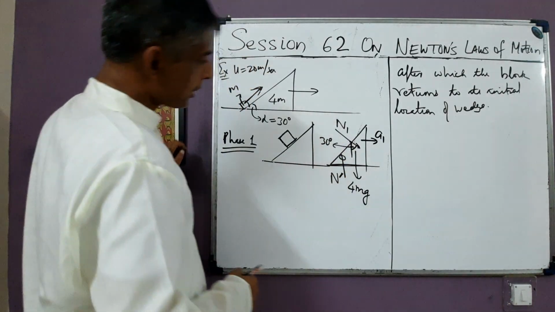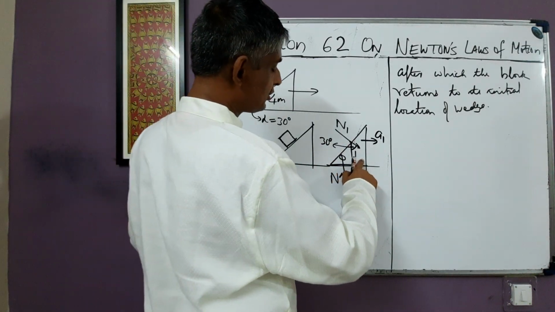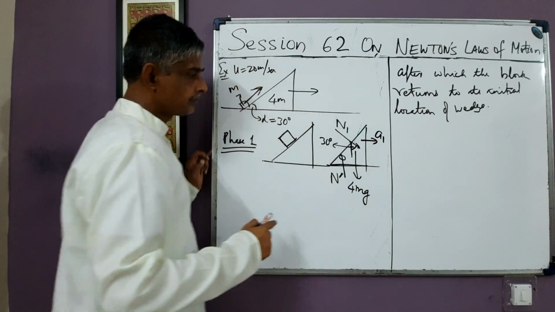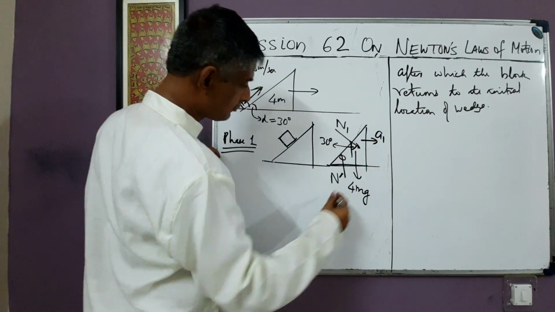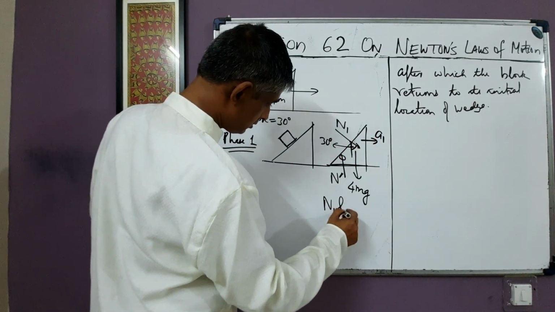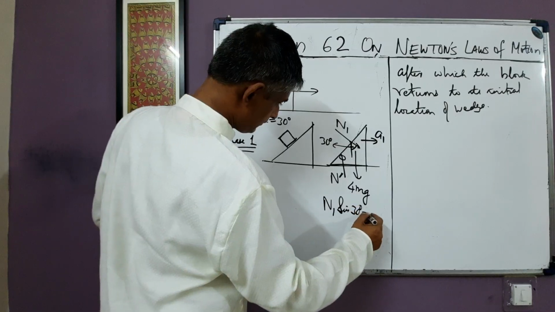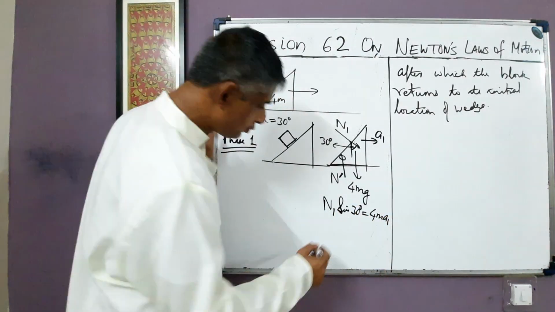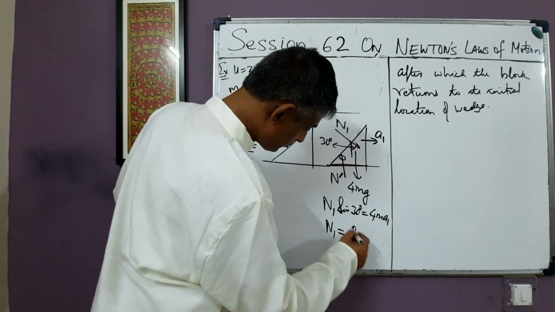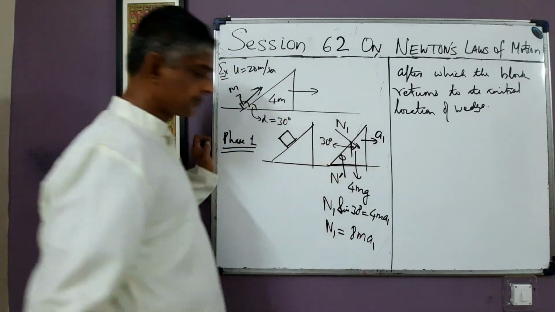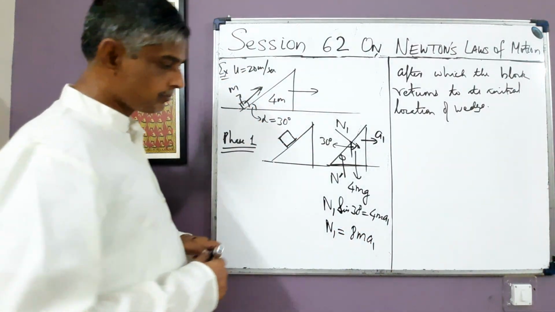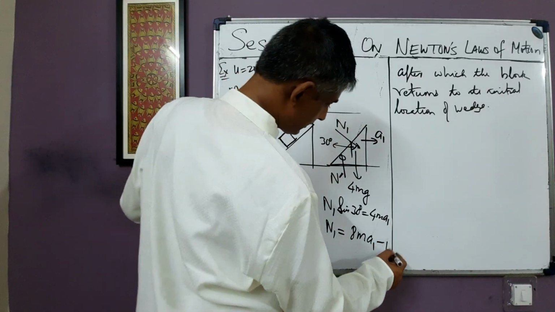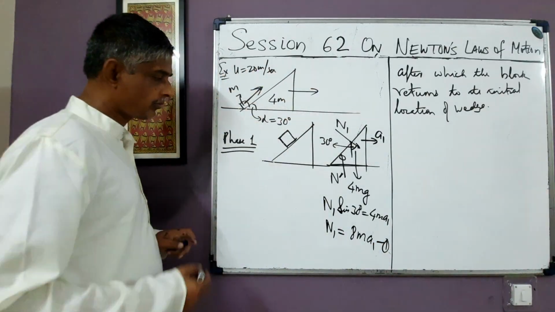I apply Newton's second law to the wedge with respect to ground in the rightward direction. N1 sin 30 degrees equals 4ma1. Sin 30 degrees is 1 by 2, so N1 becomes 8ma1. Let us call this equation 1.